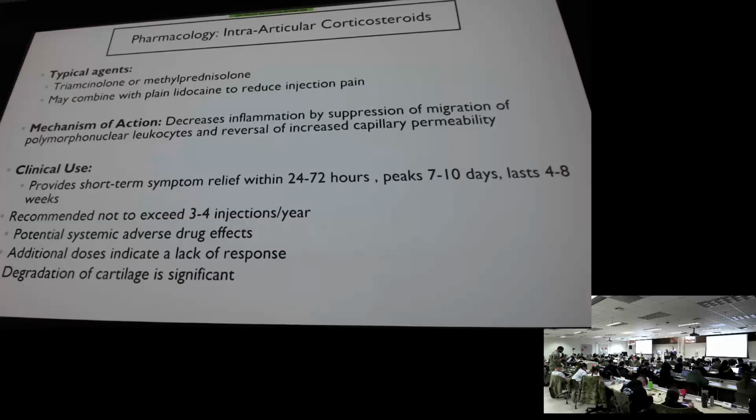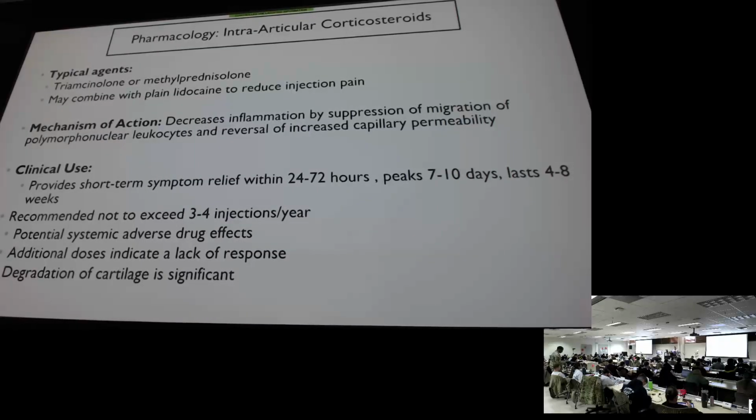So how do we use it? Short-term symptom relief within a day to 3, peaks out a little over a week, 7 to 10 days, lasts 4 to 8 weeks. We recommend no more than 3 to 4 injections in a single joint per year. Why? Because those steroids, although they can decrease the pain and inflammation short term, if you're using them chronically, you can get systemic effects from chronic glucocorticosteroids, which I'm sure y'all have discussed already, but we're going to highlight again when we talk about the orals. But you can also start to break down the cartilage even worse.